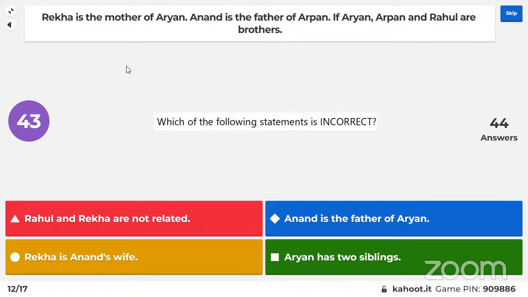It's the incorrect one that you need to map out. Please don't mess it up. It's the incorrect one that you need to map.